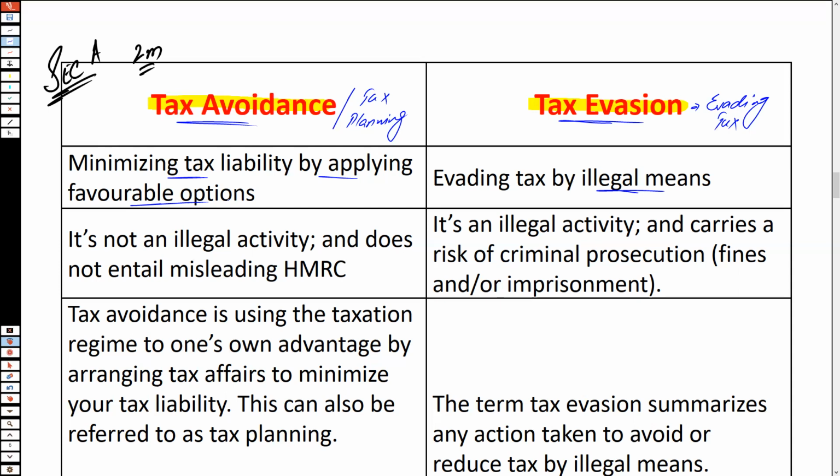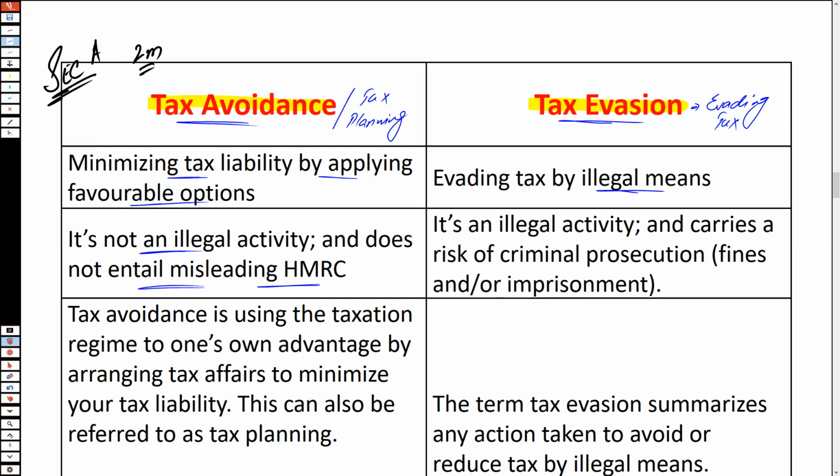It means they are under the boundaries of the taxation laws, they are opting for those options which are giving a reduced liability for themselves. So if any taxpayer is doing this, that is termed as tax avoidance or tax planning, and it's not an illegal activity, and it does not entail misleading HMRC. Because what we have done is that we have identified the loopholes in the taxation laws and opted for that option which is in favor of myself. So if any taxpayer does like this, taxpayers are basically planning their taxes. They are avoiding the tax. They are minimizing tax liability by applying the favorable options available in the taxation laws.